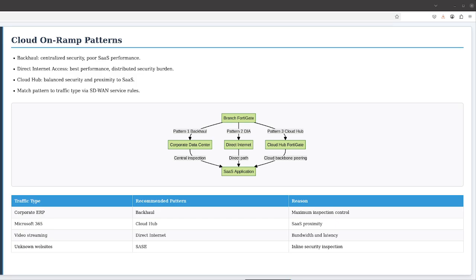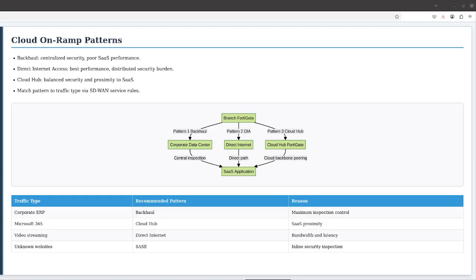The branch sends all internet-bound traffic through the SD-WAN overlay back to the corporate data center, where it exits through the central firewall to reach the software-as-a-service endpoint. This is the traditional hub and spoke model applied to software as a service. It is operationally simple because all security inspection happens in one place, but it performs badly because every packet makes a long detour through the data center instead of taking the direct path to the SASE cloud.